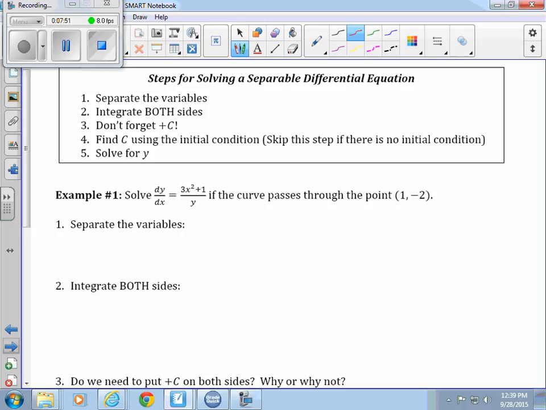Okay, separate the variables. We're going to look at dy and dx as different pieces, different differentials. And so to separate those, I'm going to essentially cross multiply, or multiply by the dx on the right. Either way you want to do that, but we always want to multiply that dx over. And on this one, I am literally going to cross multiply. Sometimes I may not want to do that, but let's see what's on the bottom. So I'm going to separate the variables. If I cross multiply, I get y dy equals 3x squared plus 1 dx.